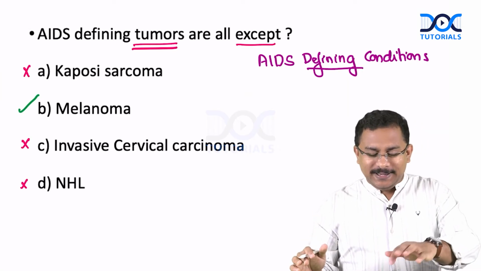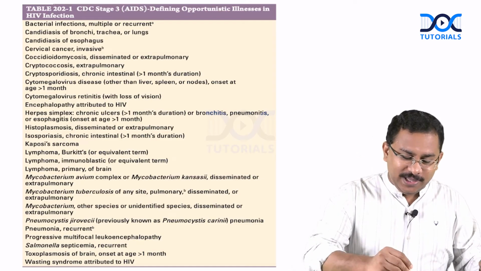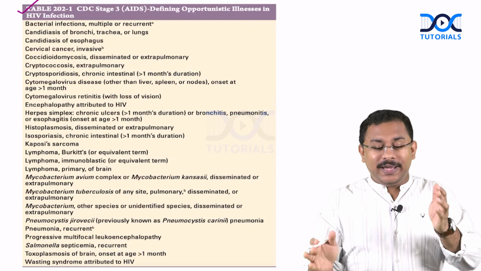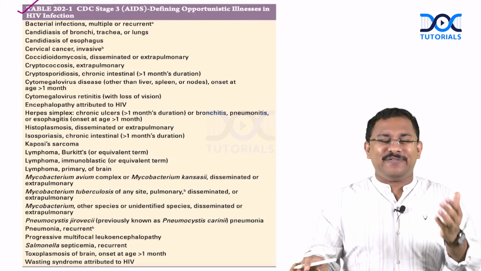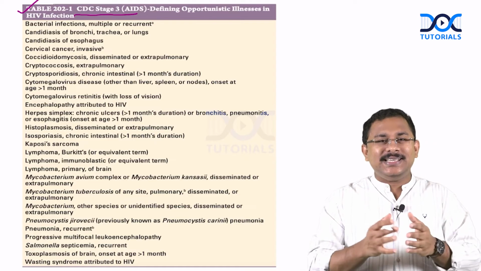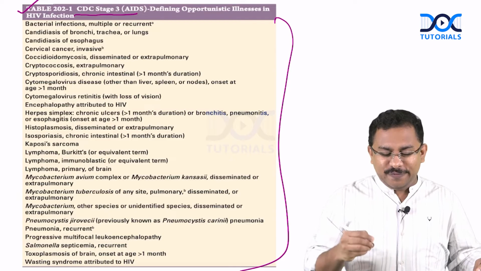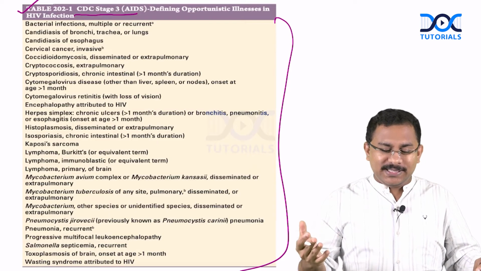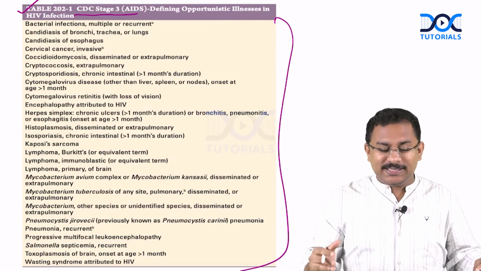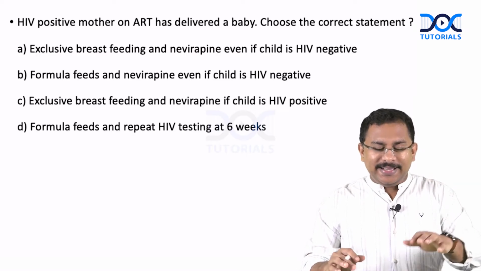And this is the big list in Harrison of the entire list of AIDS defining opportunistic infections as per the CDC. CDC stage 3 is AIDS, and the entire list of infections and neoplasms is mentioned in this table. Very, very important.